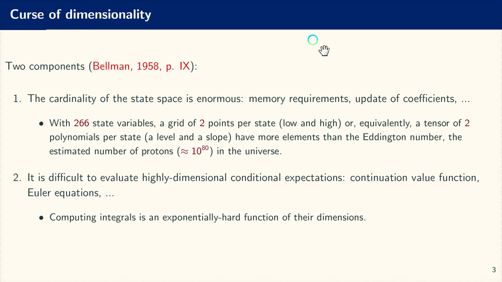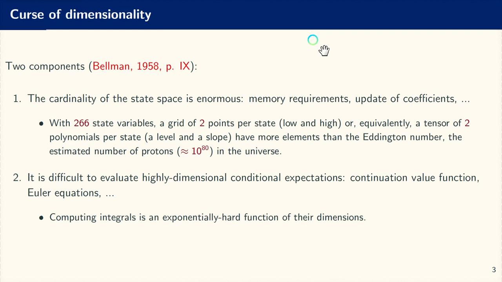At the core of why handling a model with 400 state variables is difficult is, of course, the curse of dimensionality. If you go back to the original book by Richard Bellman in 1958 on dynamic programming, you will see that he discusses the curse of dimensionality on page 9. And he points out that this curse of dimensionality has two aspects to it. First, that the cardinality of the state space is enormous.